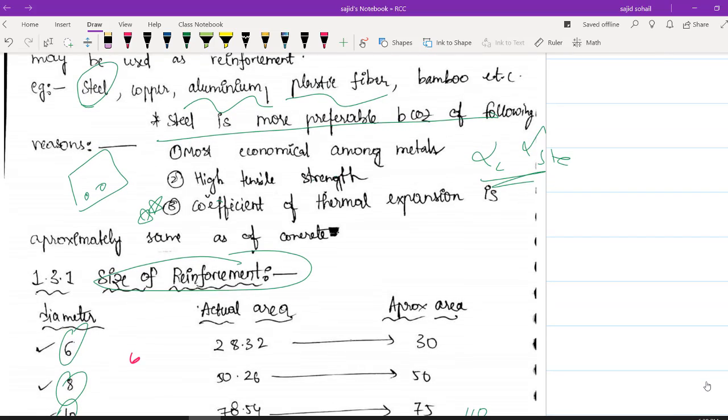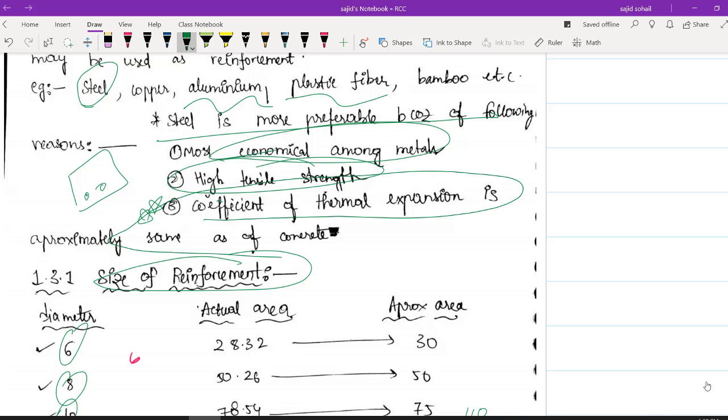Okay, why? Because it is economical also, it has very good strength, high tensile strength, and the excellent thing is it has very close coefficient of thermal expansion as that of concrete. So whenever they are expanding or contracting, आपको क्या हो जाएगा, कोई frictional stresses नहीं develop होंगे, because both steel and concrete will be elongating almost by the same amount, contracting by the same amount. I hope you're getting it right.